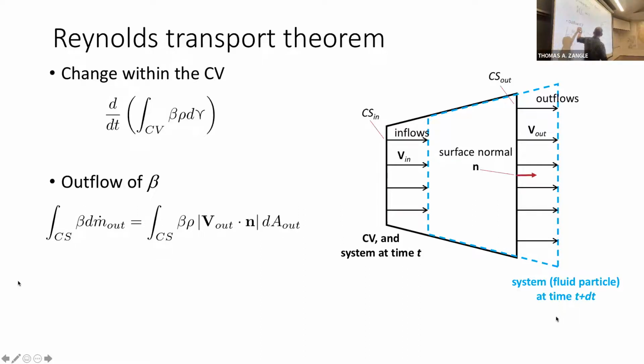We can have outflows of beta. So in general, we can write this as the integral over all of our outflow control surface of beta times rho times the component of the velocity which is flowing that beta out of the control surface. So written here is the magnitude of V_out dot n, integrated over the area of that outlet. Okay, so this is how we're going to account for beta being pulled out by flow.